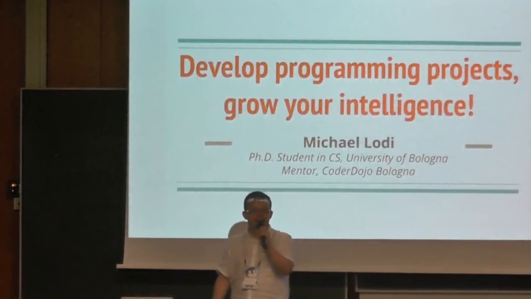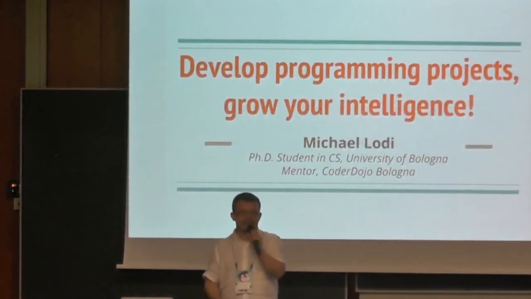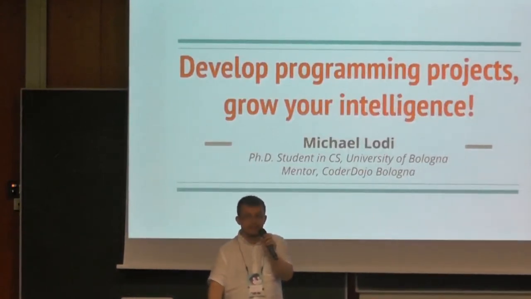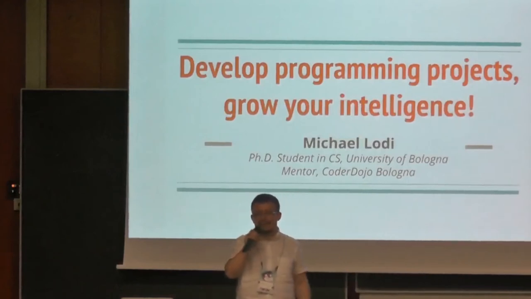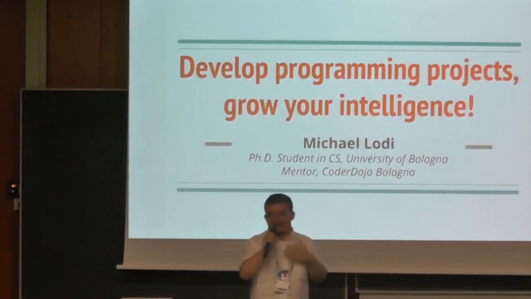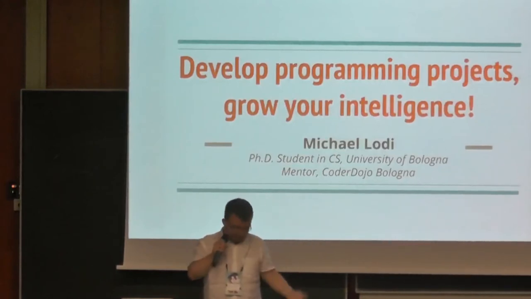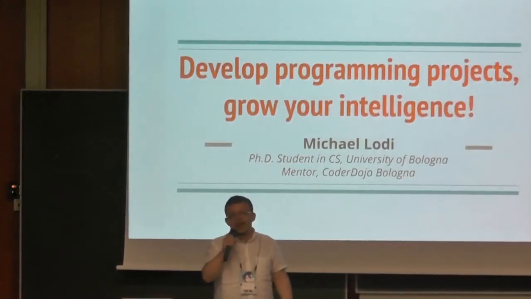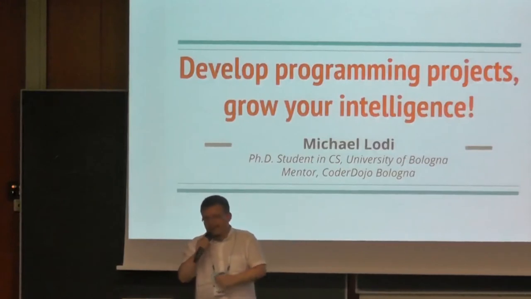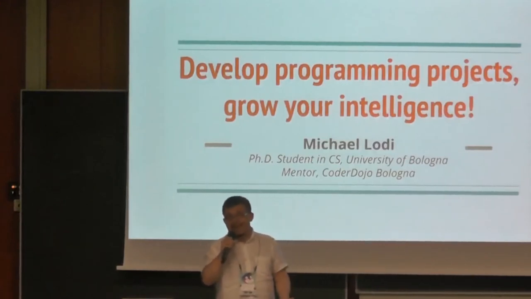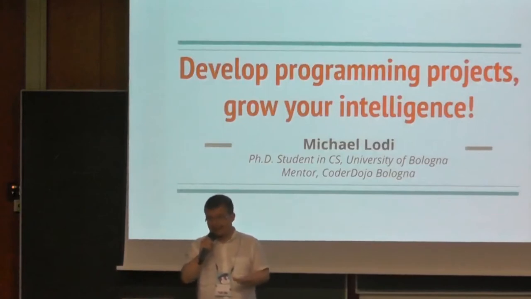So, I'm Michael, and I'm 160 centimeters tall. And since I'm 28, I know I can't do anything about my height. So, maybe I can fake my height, wearing elevator shoes, or just lie about my height. In fact, I'm 157.